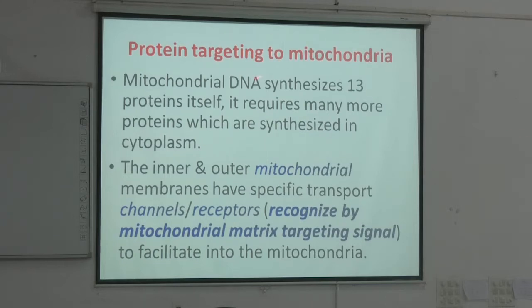Now how do proteins enter the mitochondria? Very important. That is by the mitochondrial matrix targeting signal. This signal or receptor is there, that is the mitochondrial matrix targeting signal. When this signal is there, then from the cytosol it will enter inside the mitochondria. Okay? With this signal only it will enter the mitochondria.